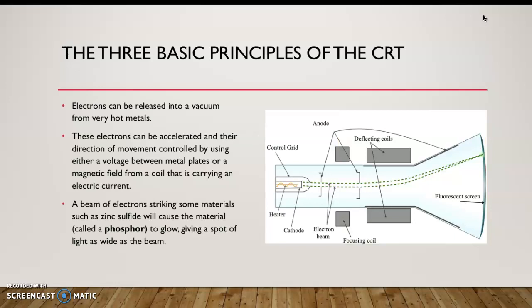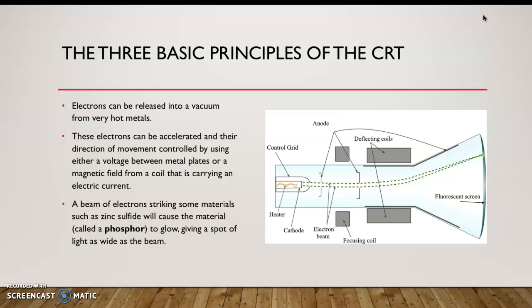The three basic principles of the CRT, bear with me here, because although it is to us something that we just see on the TV, there's a lot of science and physics that went behind the creation of the CRT. It was not something that they just ran across. They had to find out that electrons are what would actually be able to power it once they were released into a vacuum from very hot metals. These electrons would then be accelerated, and their direction of movement controlled by voltage between plates or a magnetic field, which would then carry the electron current.